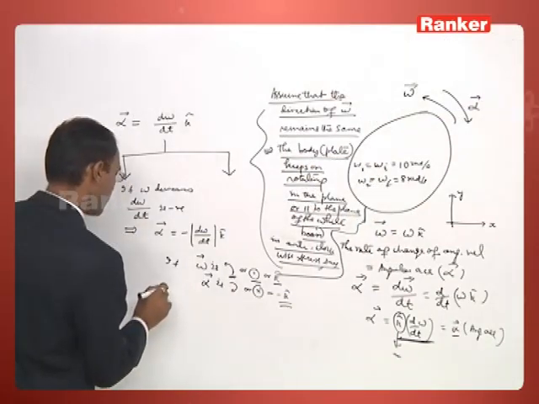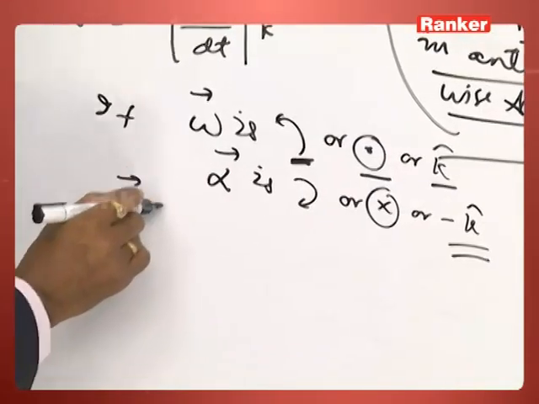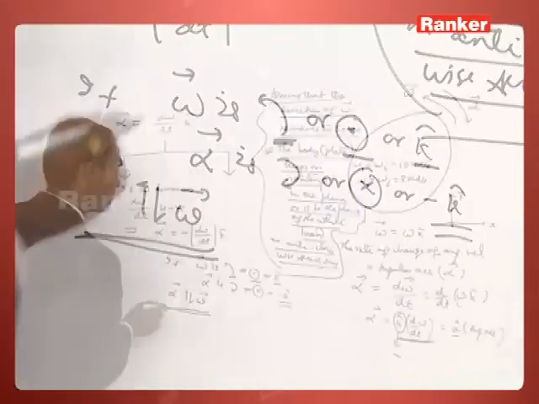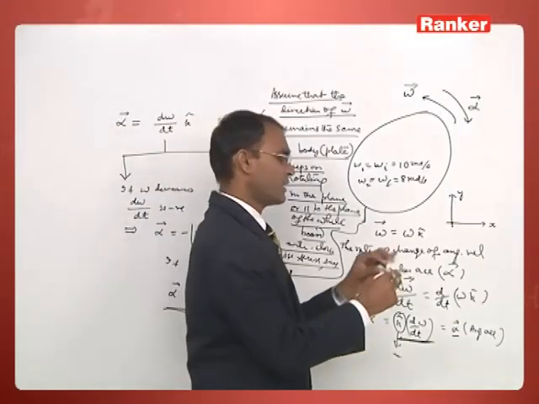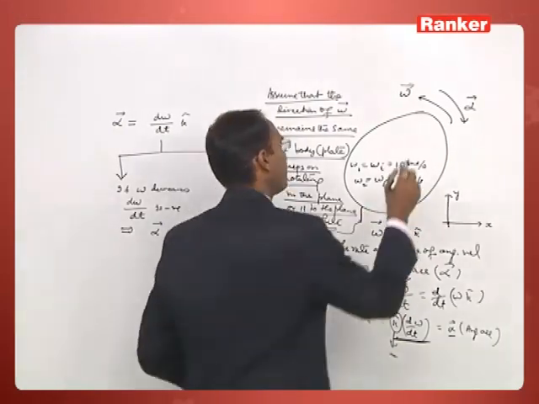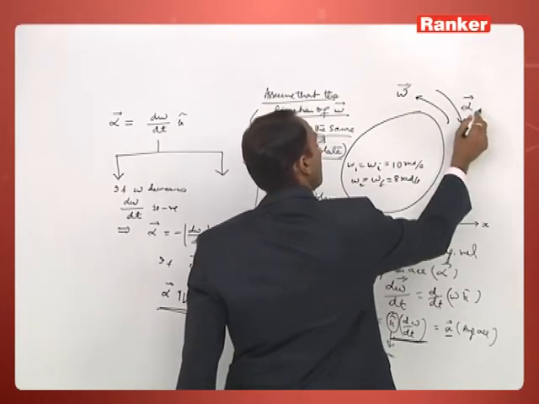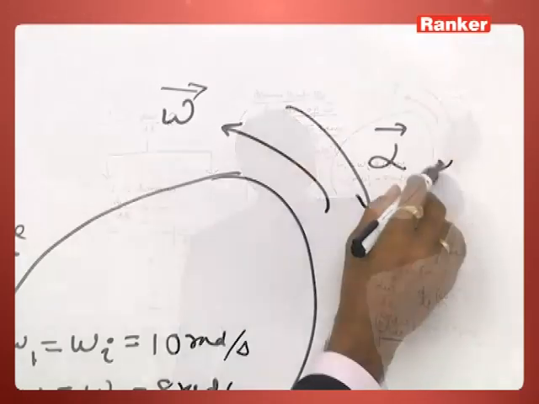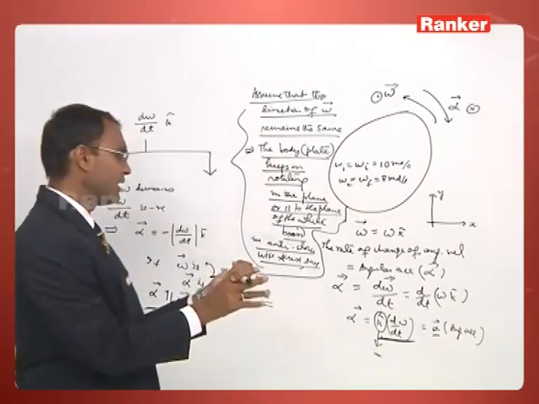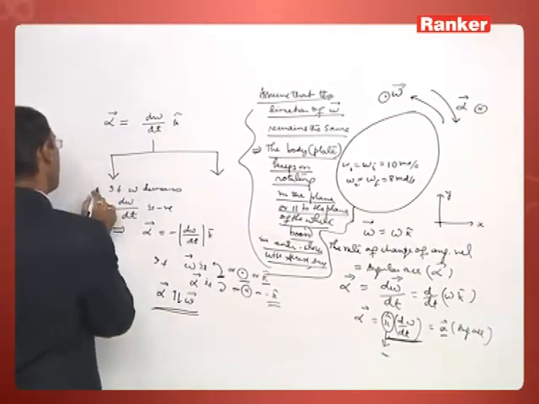This means that the alpha vector is anti-parallel with the omega vector. Alpha vector is in, omega vector is out. Both are anti-parallel. This is one case, case A.